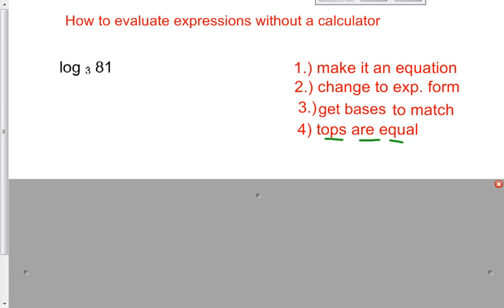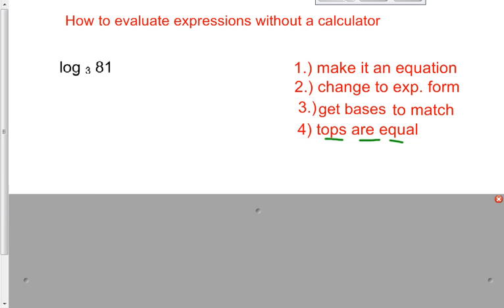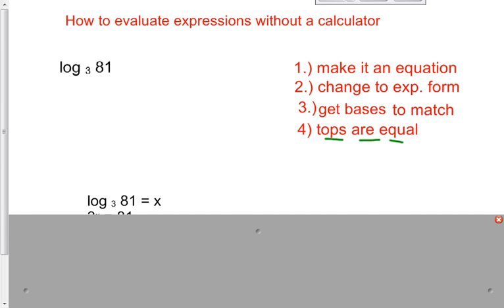So we're going to go through this example right here. Log base 3 of 81. I want to figure out this answer. Step number 1 says to make it an equation. When you make something an equation, all you're going to do is set it equal to x. So we're setting it equal to an unknown piece. This is what we're trying to solve for right here. Set it equal to x.